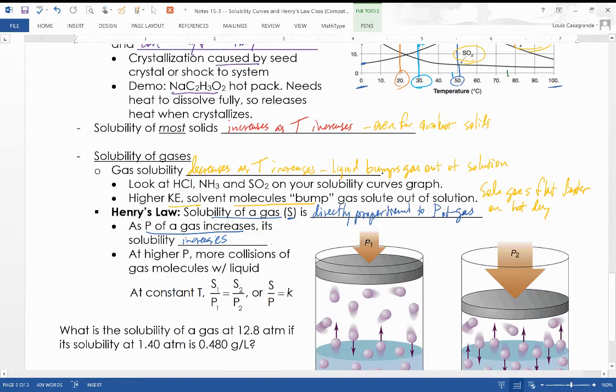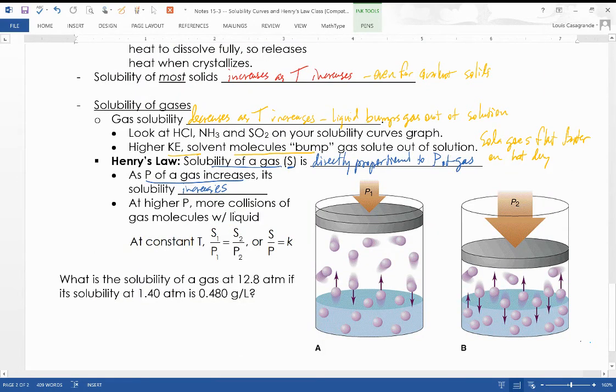What happens at higher pressure? At higher pressure, there are more collisions of the gas molecules with the liquid. Remember, as you increase the pressure of a gas, you get more collisions. So instead of having 2 collisions here, we've got 1, 2, 3, 4 collisions. Double the pressure, you double the number of collisions. Well, if you double the number of collisions, you're going to double the amount of gas that makes its way into the solution.